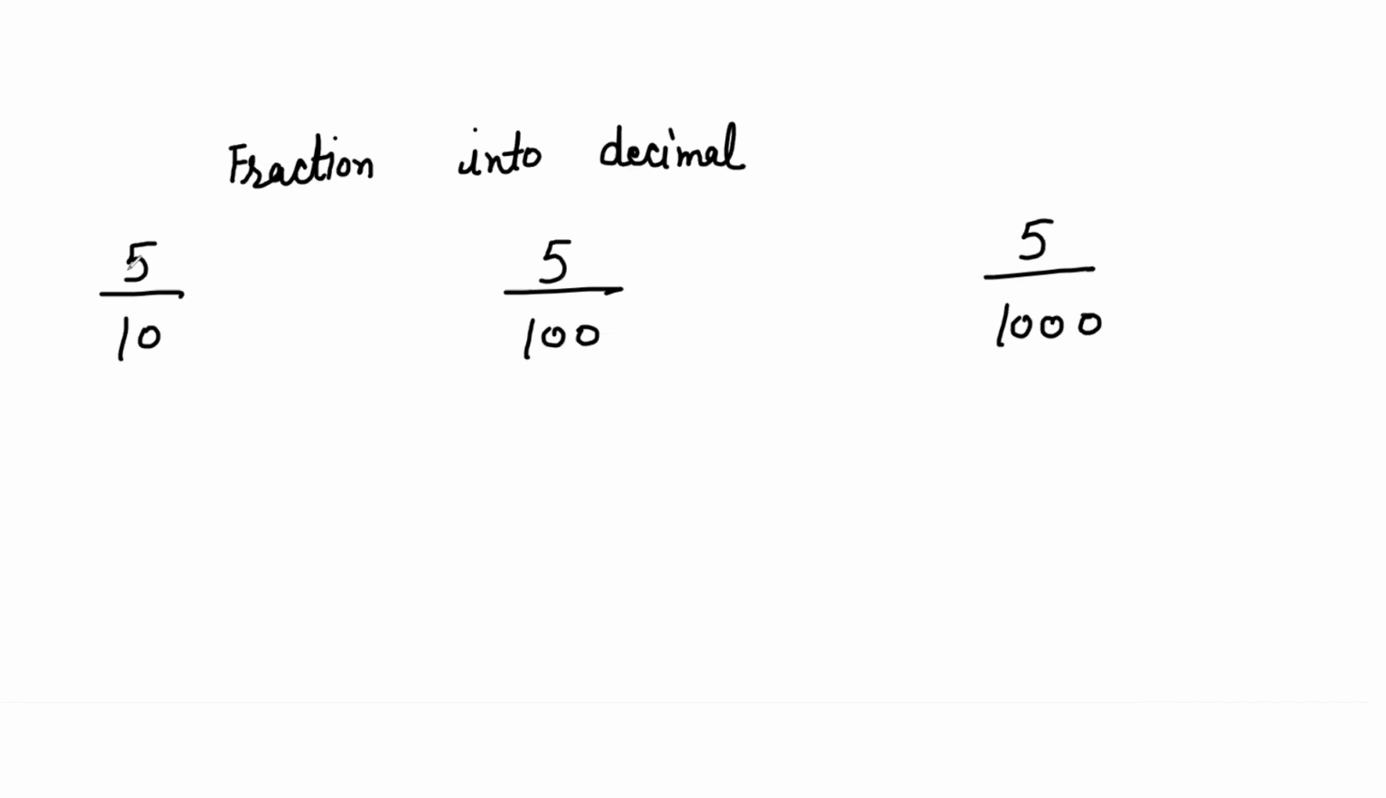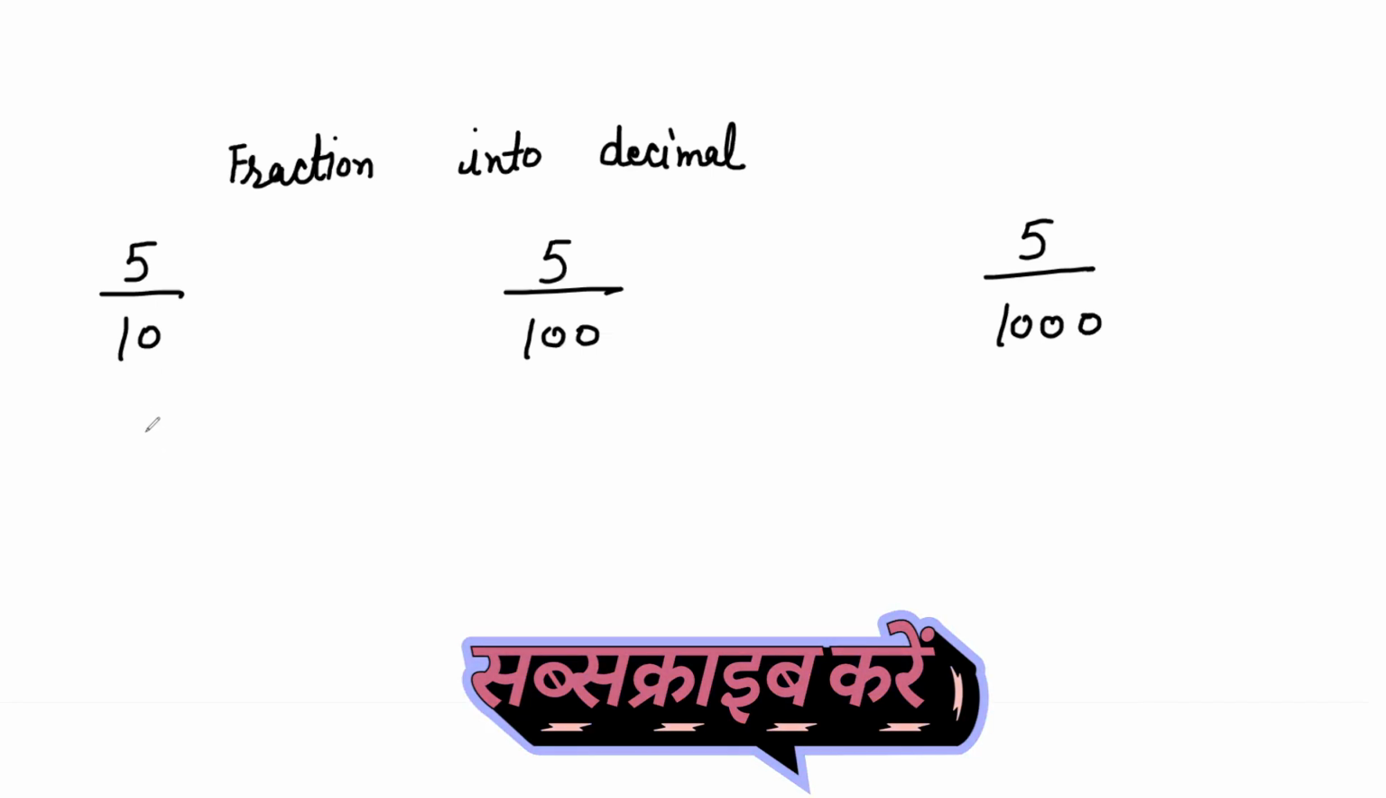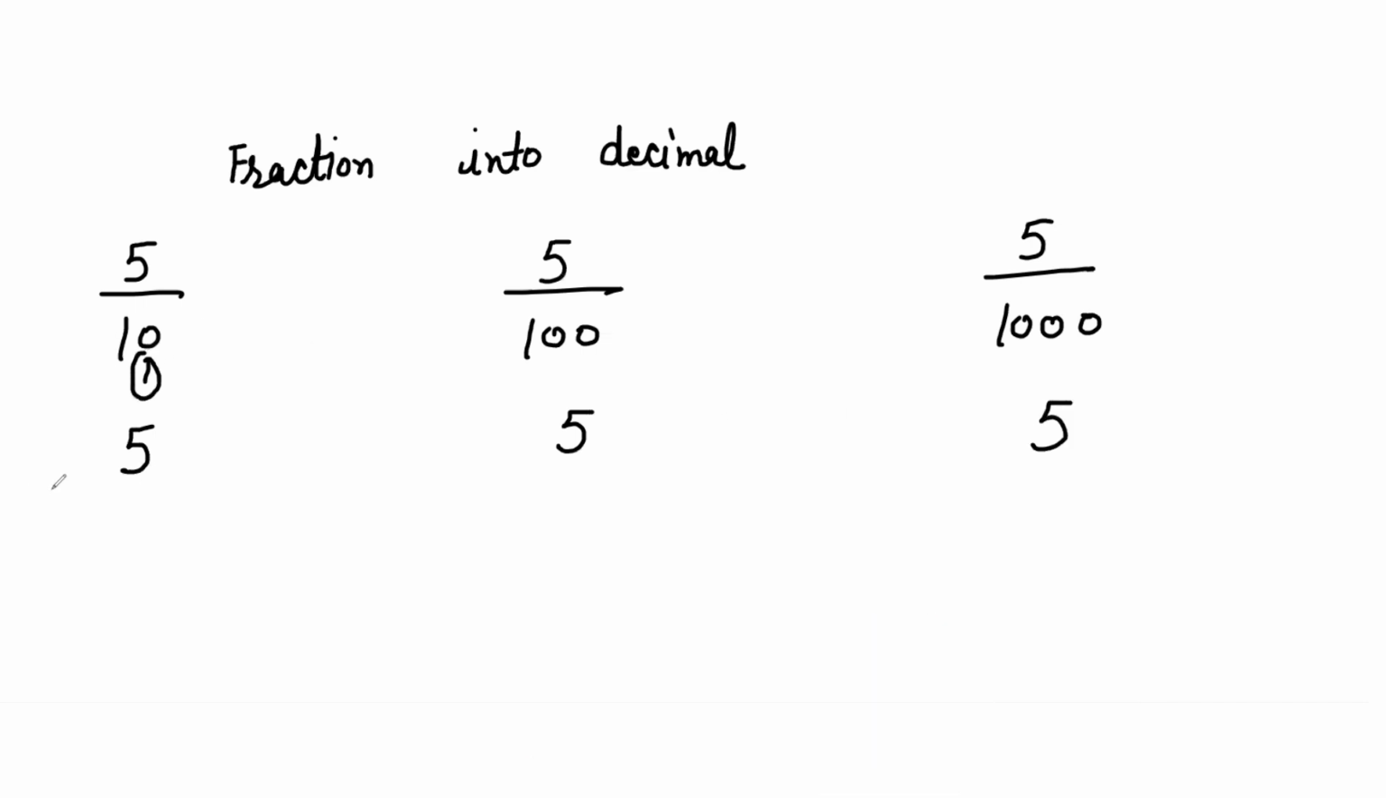If I have to convert this into a decimal, I'll write down the numerator and then count how many zeros are there after 1 in the denominator. There is only 1 zero, so after the point there should be 1 digit. Now here we have 2 zeros, so after the point there should be 2 digits. That means I need to put a 0 here. So 0.05, 2 digits after the point, 2 zeros.